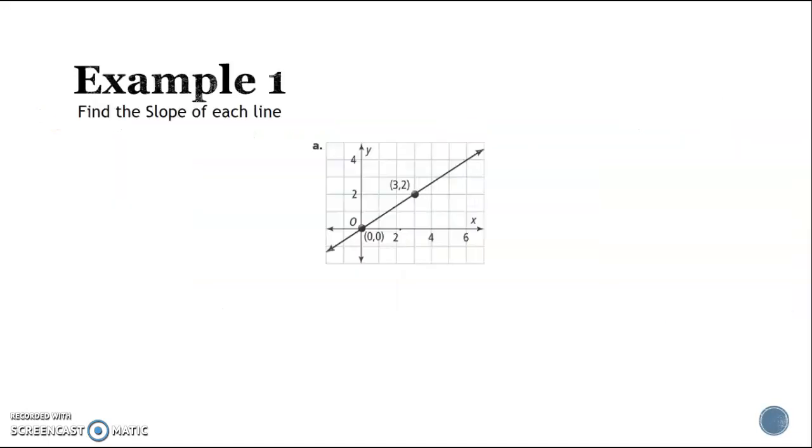So if I'm given a graph like the following, what I like to do is look at the line first and tell myself, is this going to be a positive or a negative slope? Just to have it in my head what I should be getting as an answer in the end. When we start from left to right, it's going up. And so that tells me that this is going to be positive.